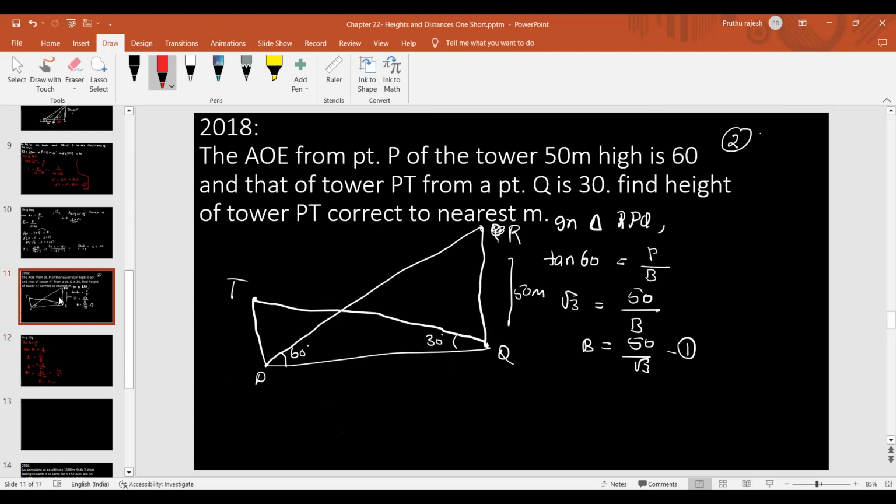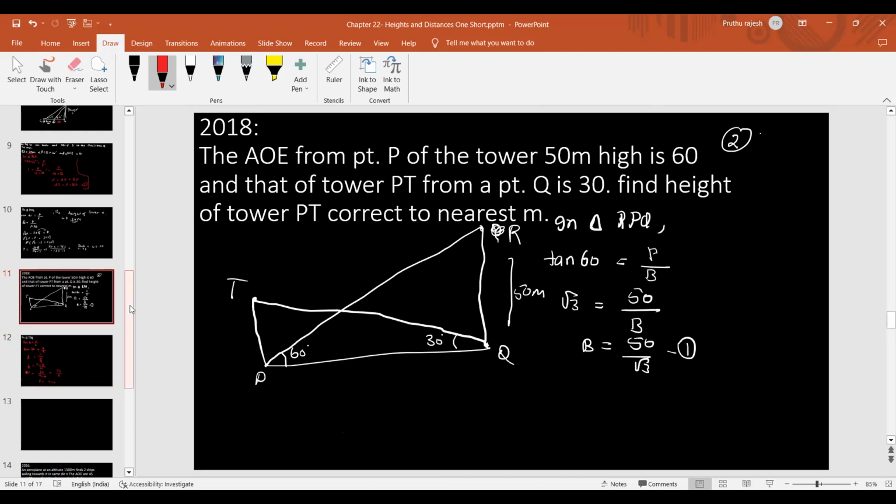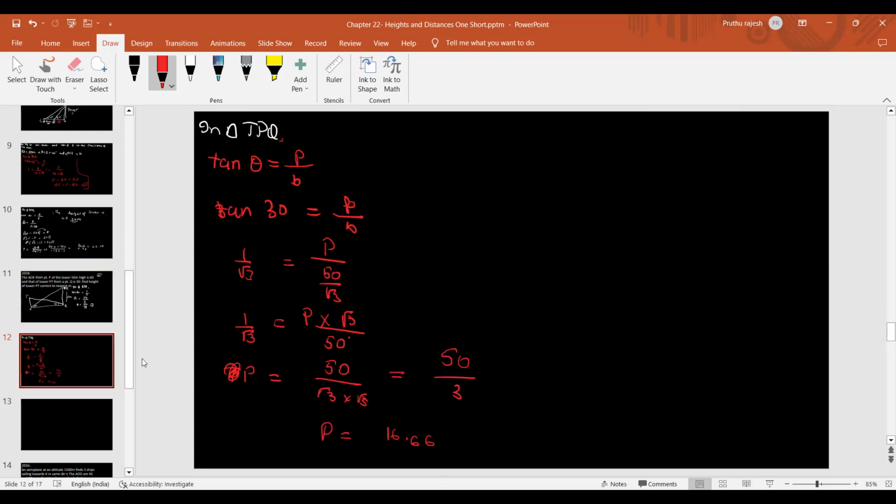16.66. But in the question, you cannot leave it as 16.66 meters at all. Here they have given, you have to find the height of tower PT correct to the nearest meter. So which is the nearest meter to 16.66? Yes, absolutely right. It is 17 meters. So 17 meters for the height of tower PT. PT is 17 meters. I hope you have understood this sum.